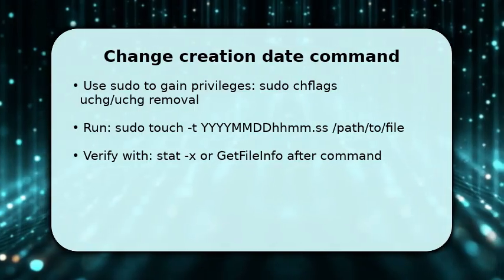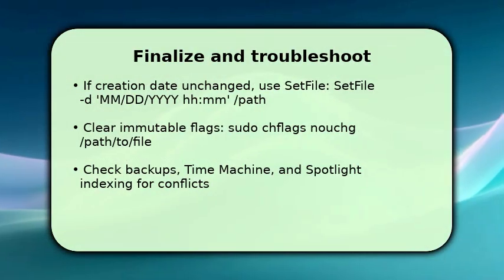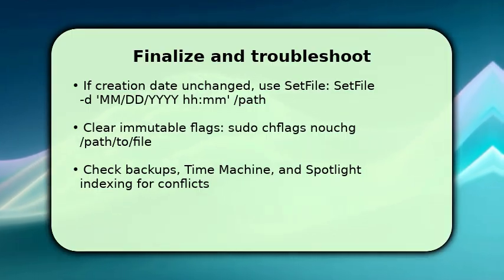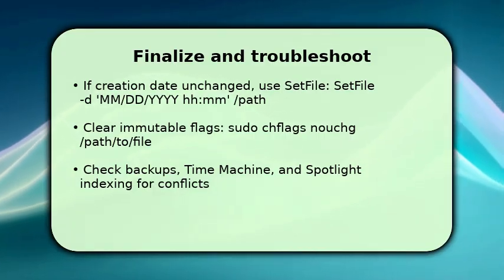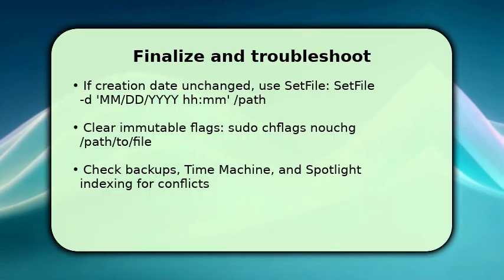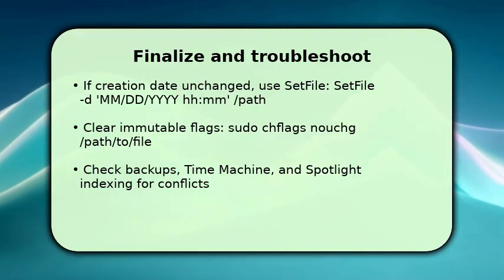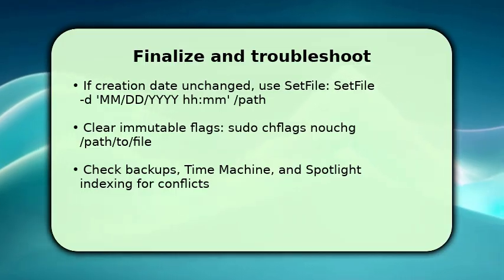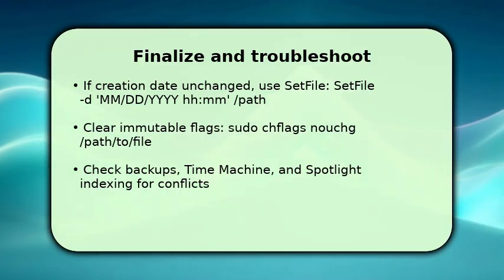This can finish by ensuring the new date persists and knowing what to do if it doesn't. Use SetFile -d to set creation date explicitly when touch failed, and make sure you remove immutable flags with sudo chflags nouchg before retrying. Once done, rerun stat -x or GetFileInfo and refresh Spotlight indexing with mdimport if Finder still shows the old date. Troubleshooting tip: if the creation date reverts, check Time Machine snapshots or backup software that may restore original metadata and disable them temporarily.